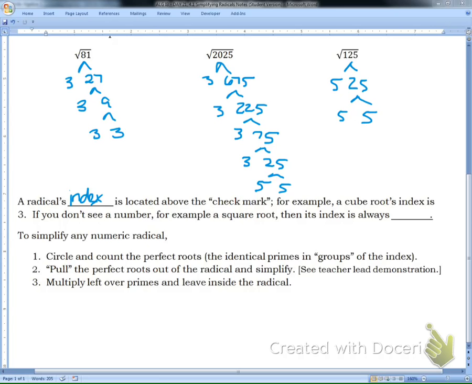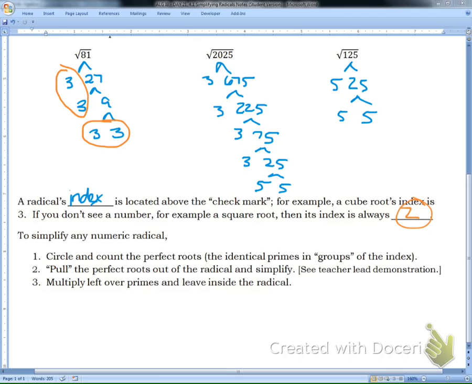So, let's simplify the square root of 81. Let's follow the steps that you see down below. This is assuming you've made your prime factor trees. Oh, I didn't write on there. That's supposed to be a 2 there. Circle and count the perfect roots, the identical primes in groups of the index. So because we're doing the square root of a number, our index is 2, we're looking for pairs of the same prime numbers. For example, I have a pair of 3's and another pair of 3's.